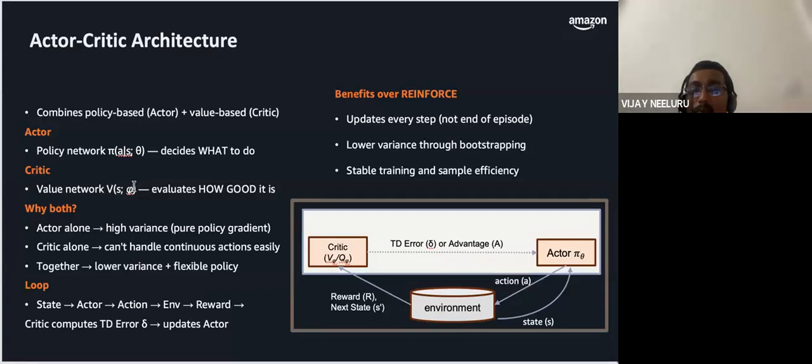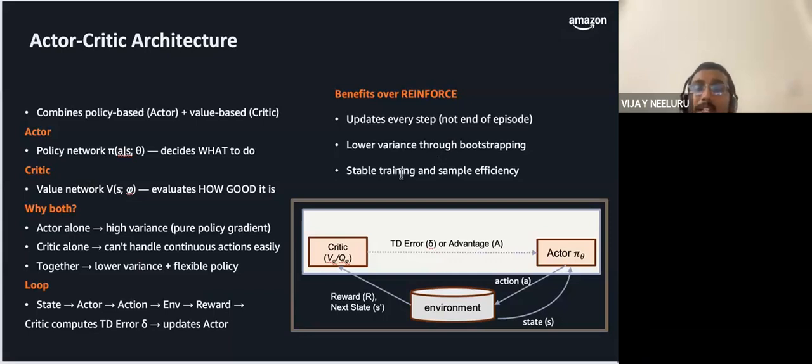Think of the critic as a component responsible for judging how good the actor's chosen action was. It outputs a scalar value representing the estimated return from the current state or the state-action pair. The key advantages of actor-critic architecture over REINFORCE are that updates happen at every step, not at the end of the episode, and lower variance through bootstrapping. Bootstrapping replaces the long-term path randomness with smooth learned network estimates, which come from the critic network.